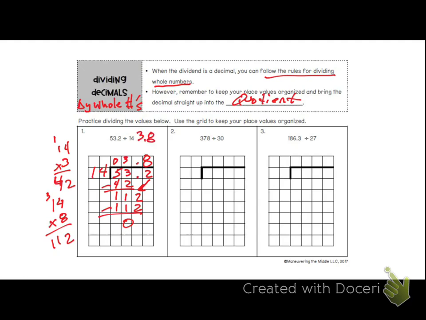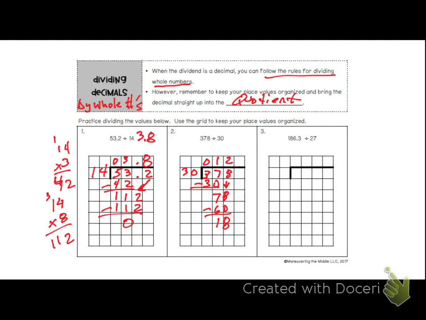Nothing tricky about it. All right, number 2, that is a whole number divided by a whole number. So let's see what's so special about this problem. 378 is being divided up to 30 groups. 30 will not go into 3, so I'll put a 0. 30 will go into 37 one time, and I get a remainder of 7. I get to bring my 8 down now. 30 goes into 78. Well, 2 times 30 is 60, and that was going to be what I need. I have a remainder of 18.